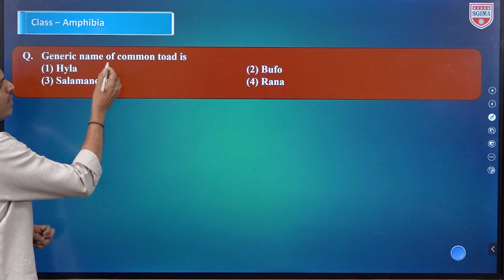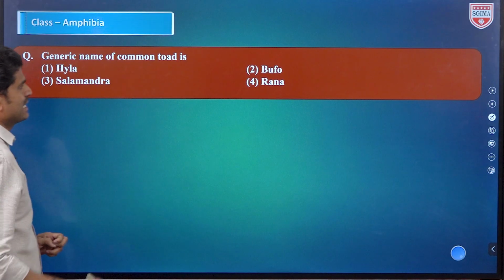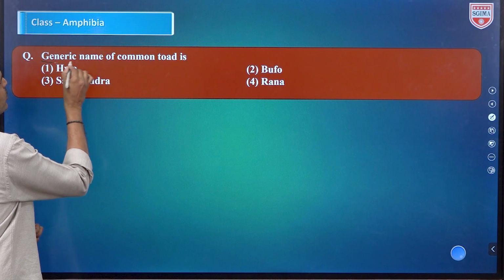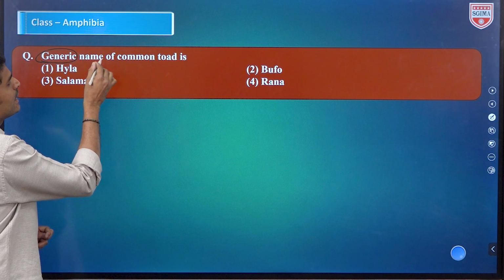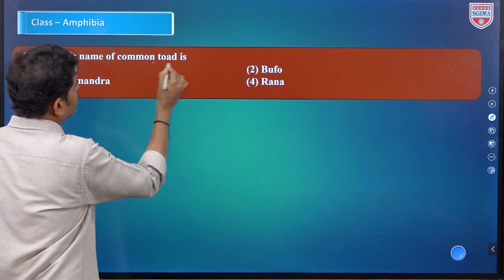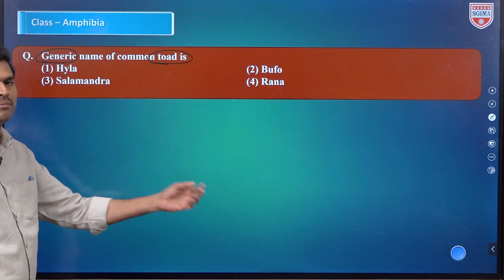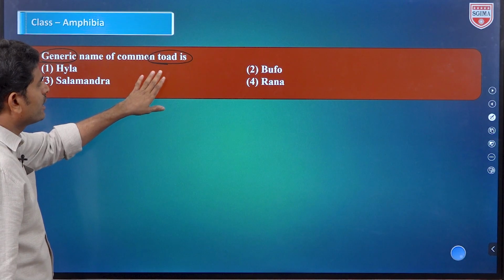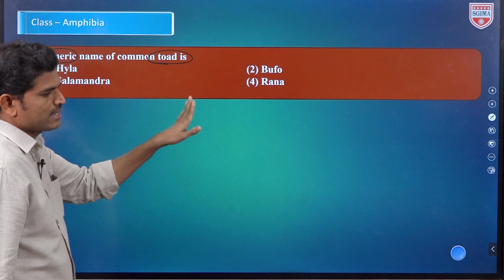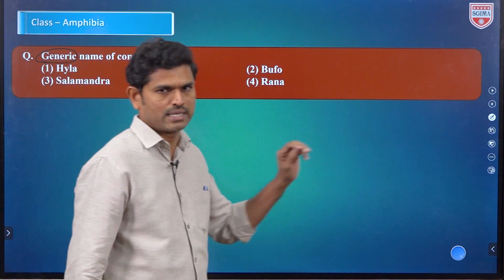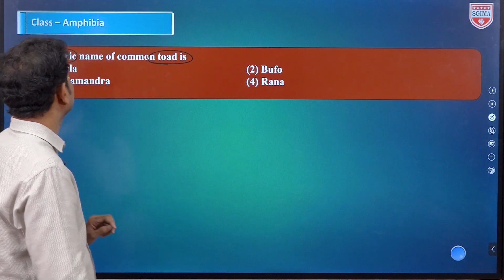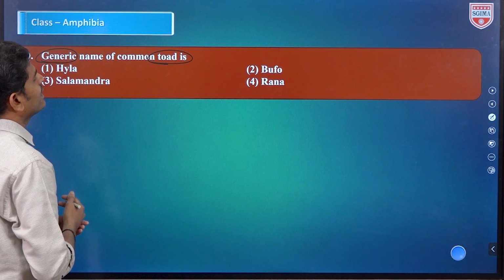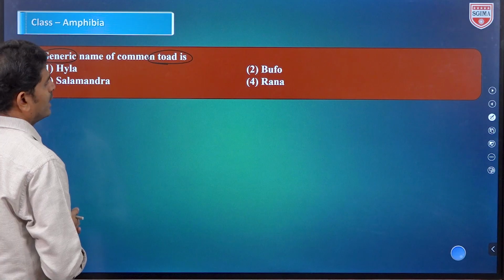Generic name of common toad is. We know that generic means genus and species. Generic name of common toad. Toad means which one? Terrestrial frog, as we have seen. So what is the generic name? In a scientific name, species and genus are the 2 parts, right? So they are indicated. The generic name of toad is which one?